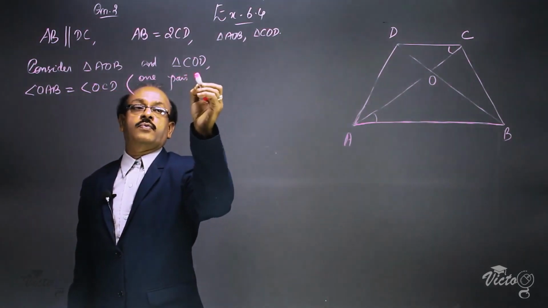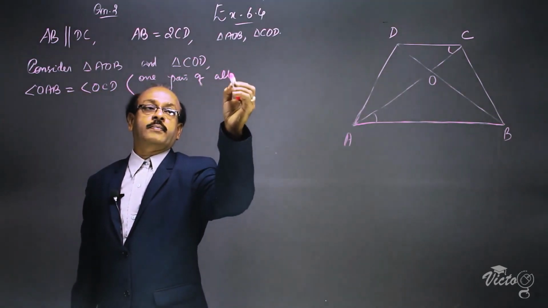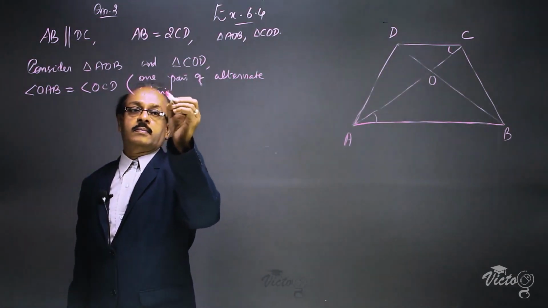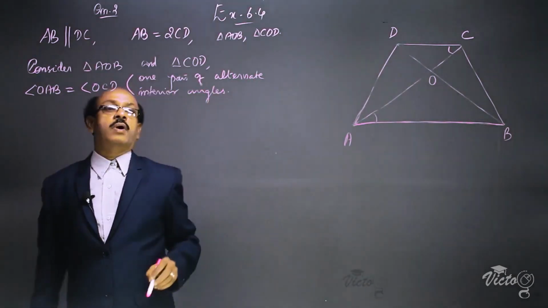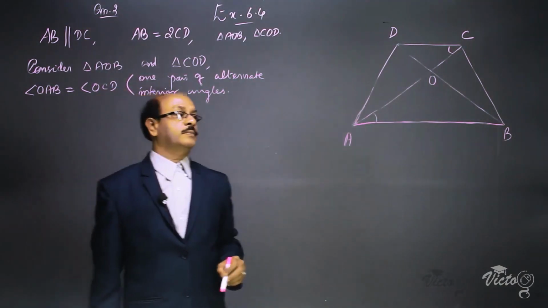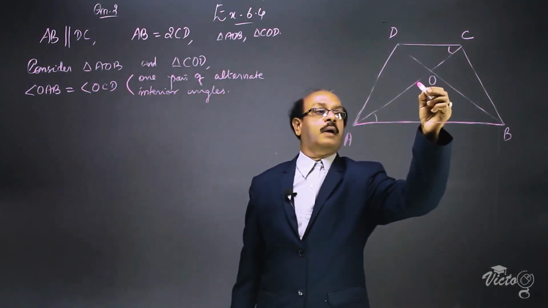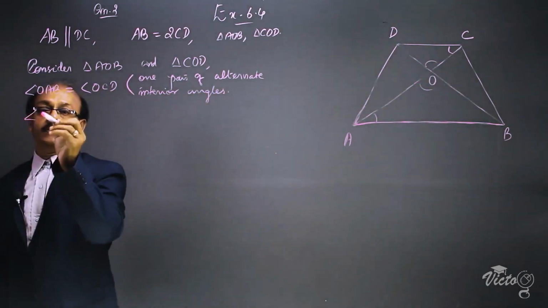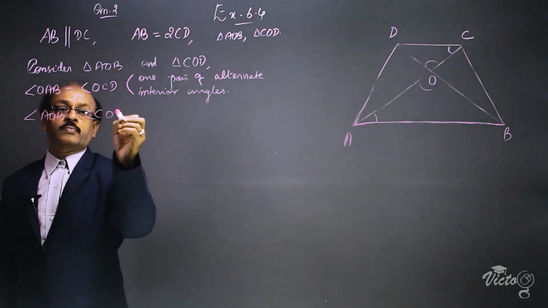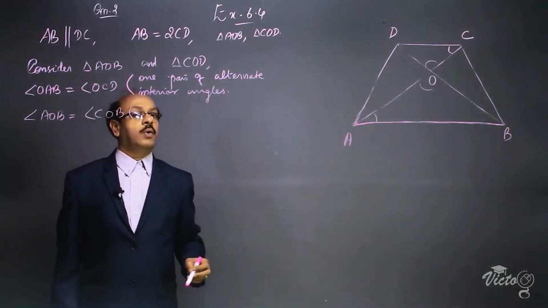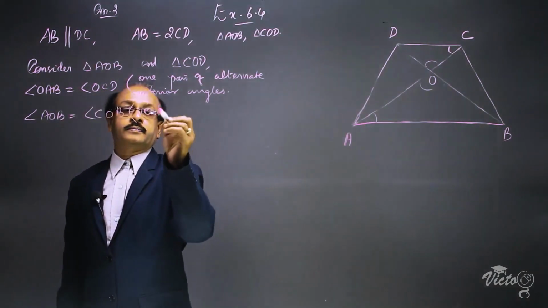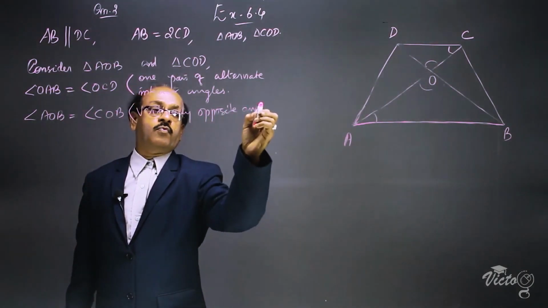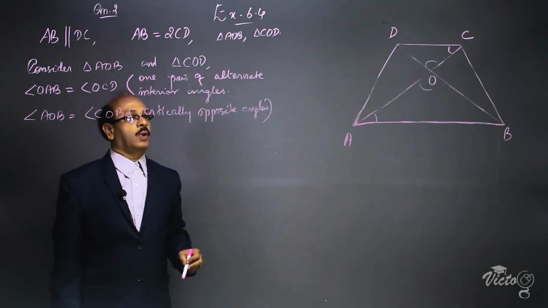One pair of alternate interior angles. And angle AOB will be equal to angle COD. The reason is vertically opposite angles. One pair of vertically opposite angles are equal.